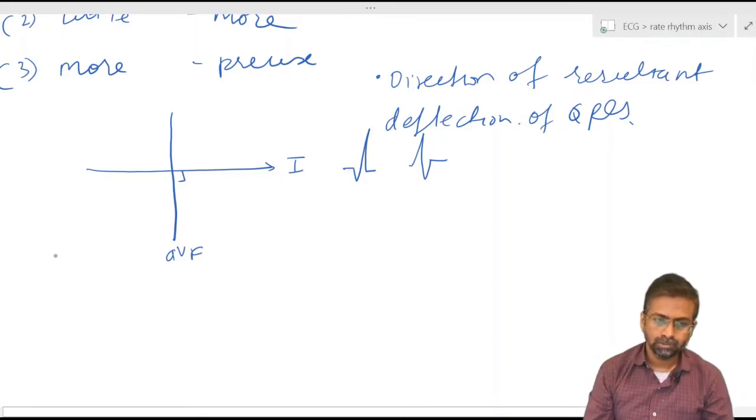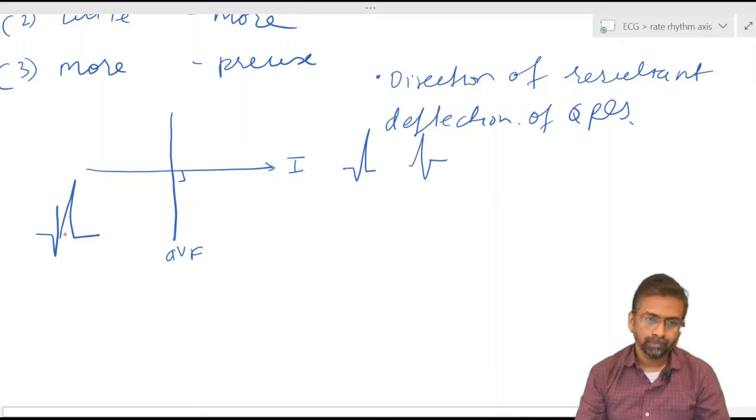Suppose there is a Q wave which is 3 small squares negative and an R wave which is 10 small squares positive. So you just count the number of small squares here and here. So 3 mm and 10 mm. What will be the resultant deflection? You need not convert it to millivolts. It is 7 mm positive.